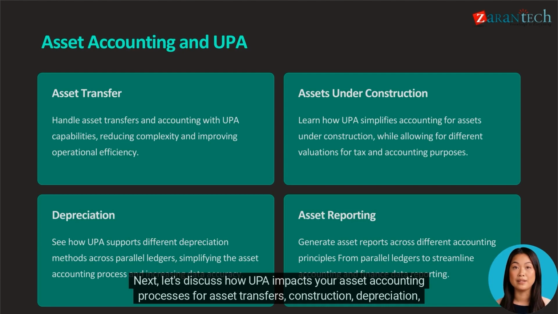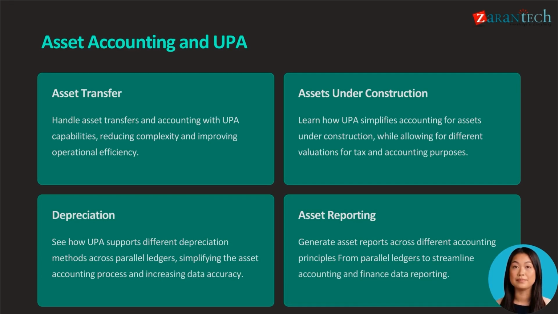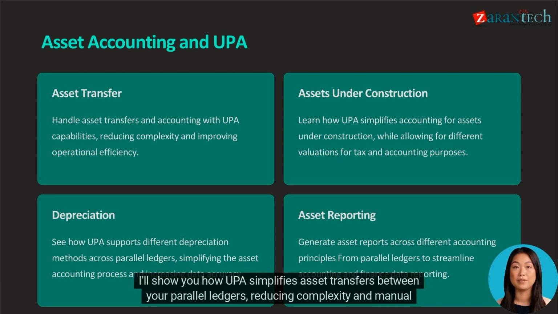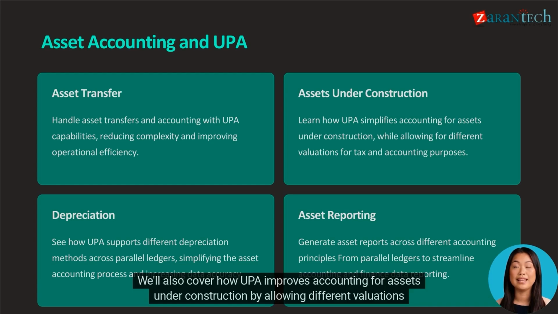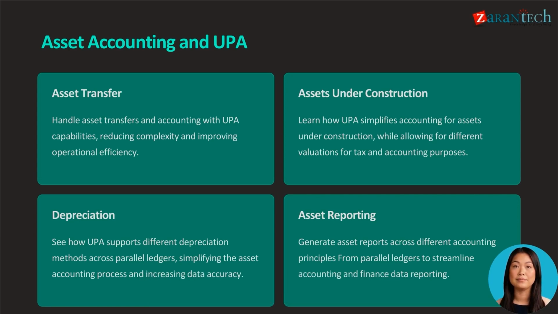Next, let's discuss how UPA impacts your asset accounting processes for asset transfers, construction, depreciation, and reporting. Asset transfers. I'll show you how UPA simplifies asset transfers between your parallel ledgers, reducing complexity and manual work. Assets under construction. We'll also cover how UPA improves accounting for assets under construction by allowing different valuations across ledgers.